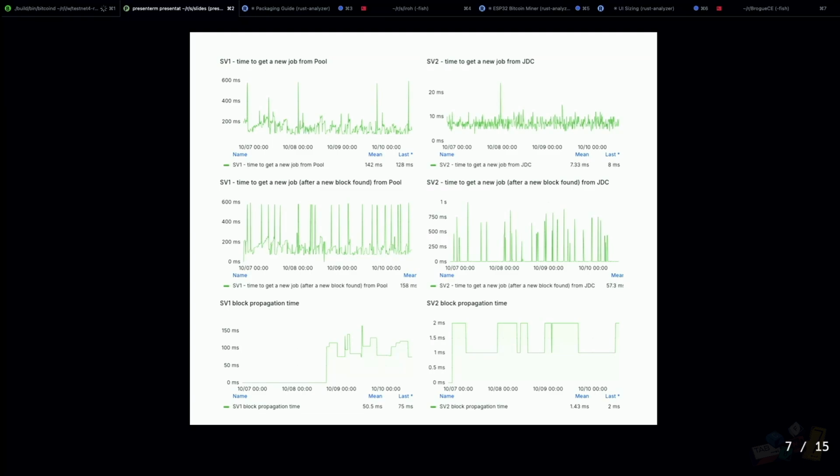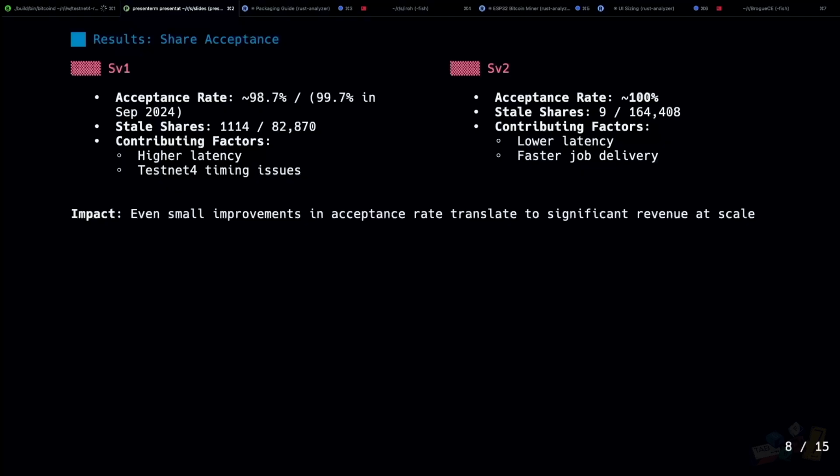So you'll see on a couple of these graphs that about halfway through, the SV1 picked up and started doing block propagation. Share acceptance is another metric of how well you're doing. If you submit a share, it can be stale. And so, you know, fewer stale shares is better.